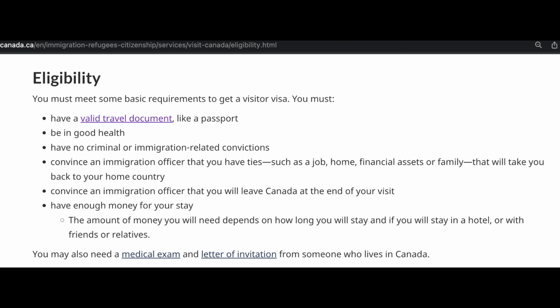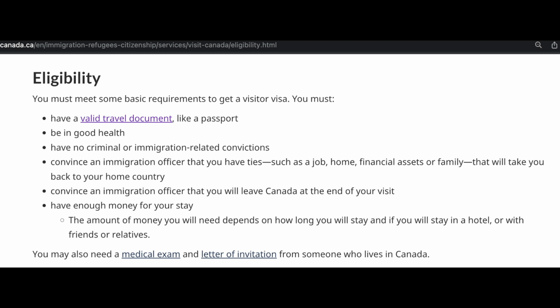Well, they see this because sometimes when people come to Canada as a visitor, they do not leave Canada, so they just want to be sure that you are coming here temporarily only, and you are not just coming to Canada and not going to go back to your country. So you should be able to convince the immigration officer that once your visitor visa expires, you are going to leave Canada at the end of your visit.